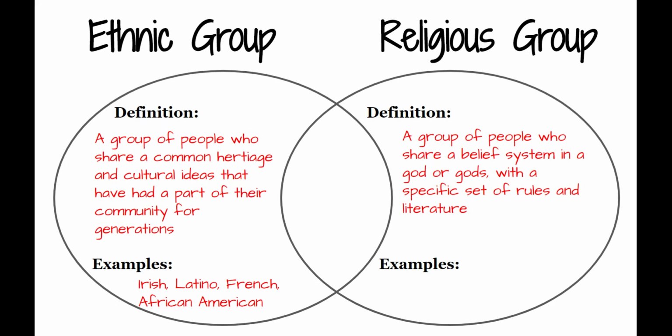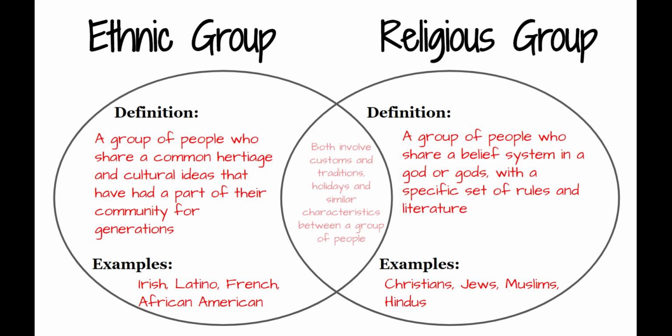A religious group is what you believe in. It's a group of people that share the same beliefs. Christians, Jews, Muslims, Hindus, those people share the same belief system. They could come from different ethnicities, they can come from different countries all over the world, but they share the same religion. They both involve customs and traditions, holidays, and similar characteristics between a group of people. So both are a group of people that share things with each other and have a lot in common.